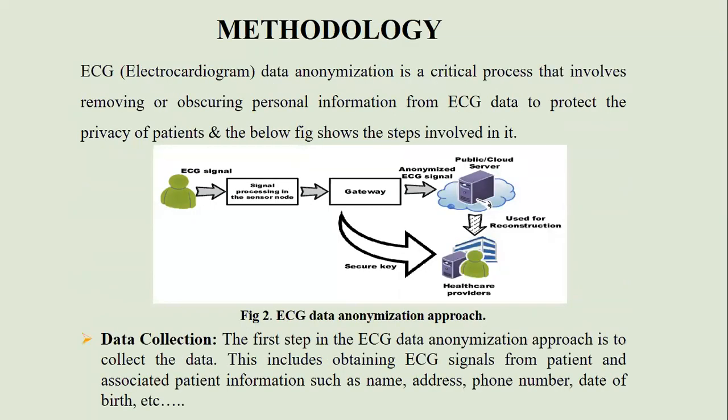Moving on to the methodology, the electrocardiogram data anonymization is a critical process that involves removing or obscuring personal information from ECG data to protect the privacy of patients, and the below diagram represents the steps followed in it. The EHR is followed by using the following steps. First step is data collection. The first step in the ECG data anonymization approach is to collect the data.